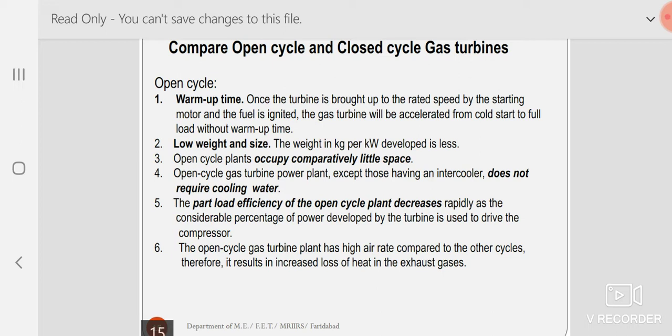The part load efficiency of the open cycle plant decreases rapidly as a considerable percentage of power developed by the turbine is used to drive the compressor. Try to understand what is part load efficiency. You have selected a gas turbine plant of, say, 100 megawatt capacity. Generally this supplies supplementary power to the power plant. Now, the power plant requirement increases or decreases depending on what load is coming.